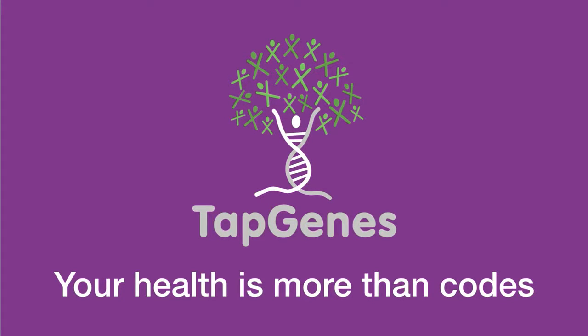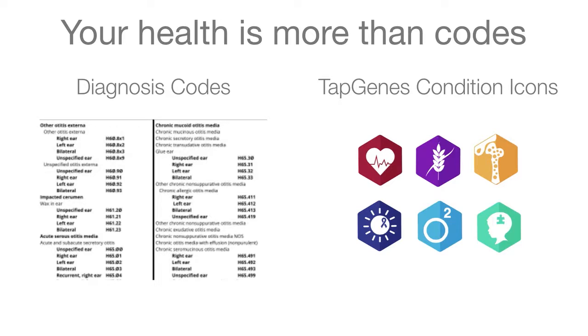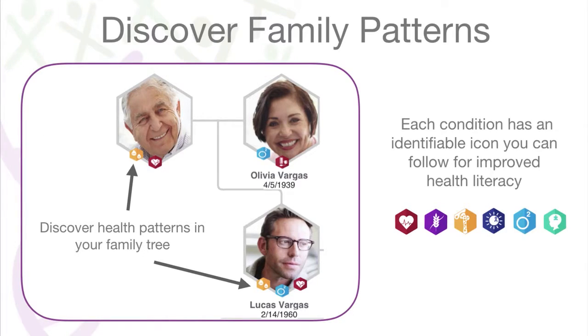Really, this goes to what we were trying to say: when you go to the doctor, oftentimes the way they're looking at things is by diagnosis codes and pieces of information that way. In TapGenes, we think it shouldn't be this complicated thing to understand. That's why we focus on using things like custom icons for different health conditions, so you're able to easily see the patterns of what conditions are in your family.